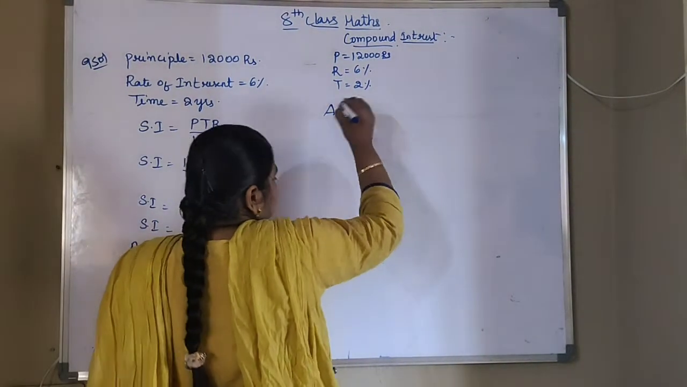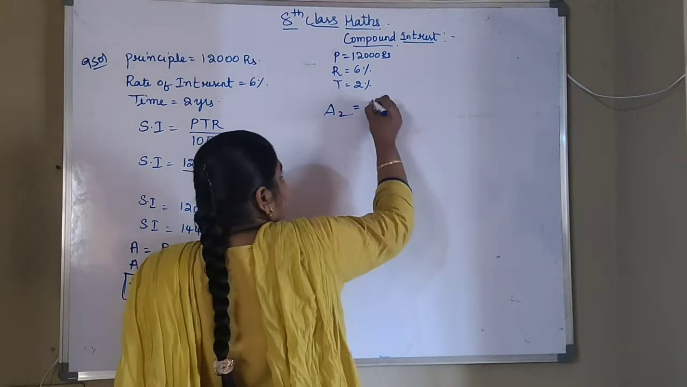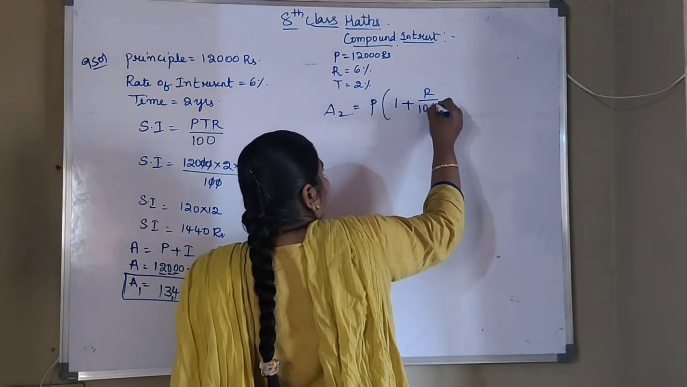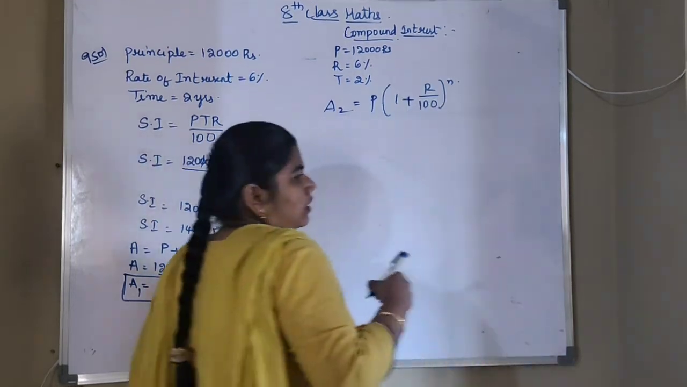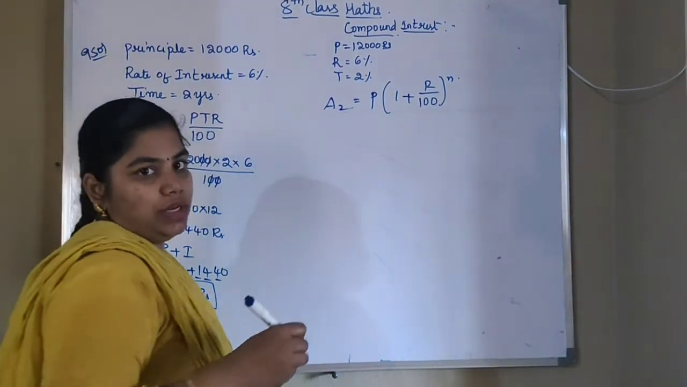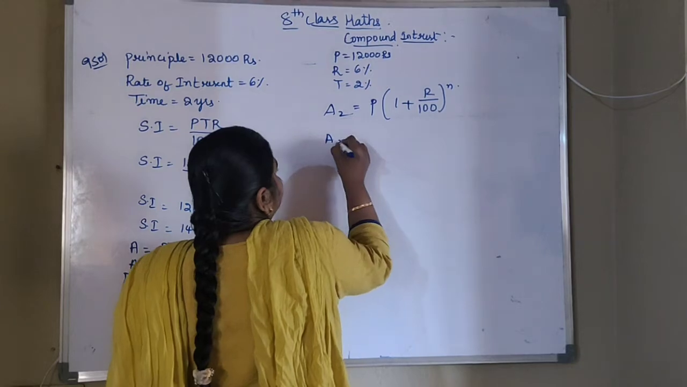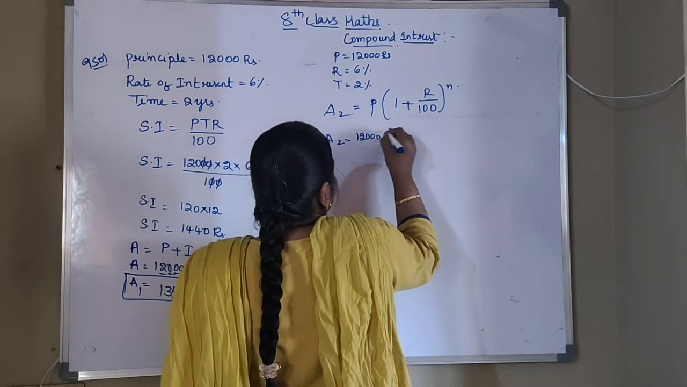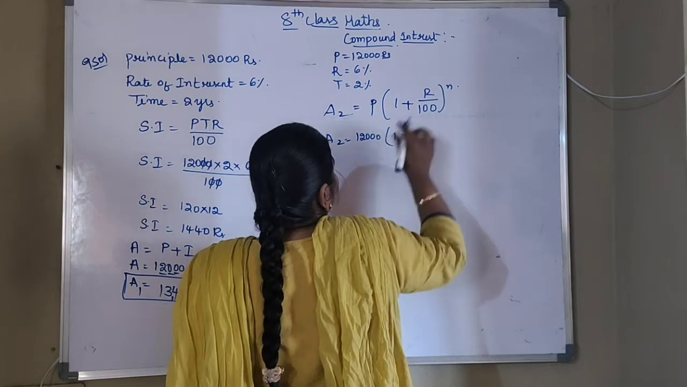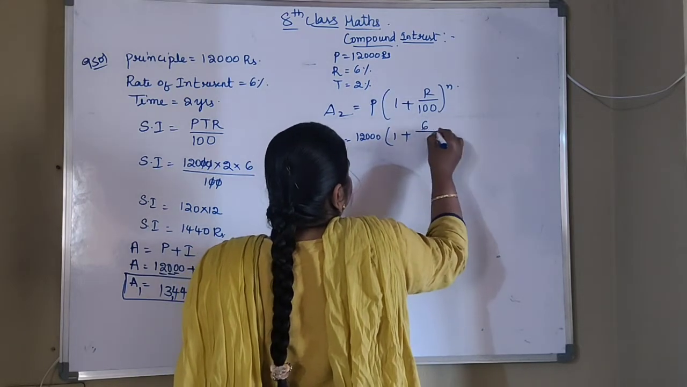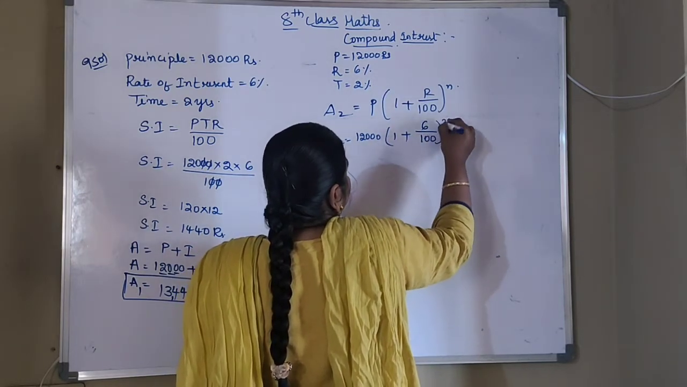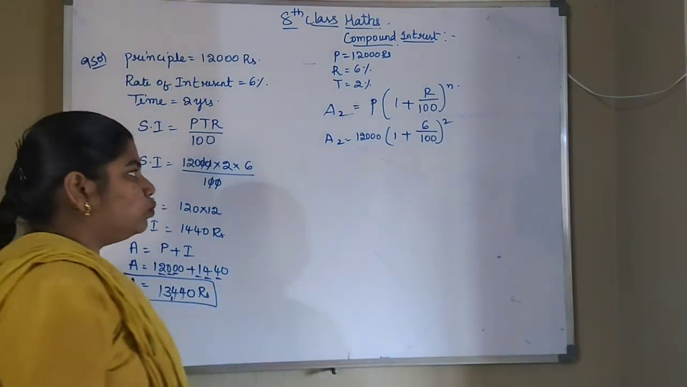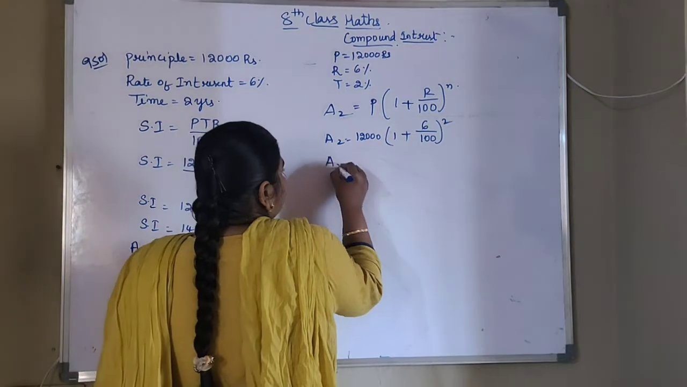So A2 is equal to P into 1 plus R by 100 to the power of N. So N is nothing but time only. Okay. So A2 is equal to, what is the principal value? 12,000. 1 plus R value is 6 by 100 to the power of 2. N value is what? 2 here. T is nothing but 2.